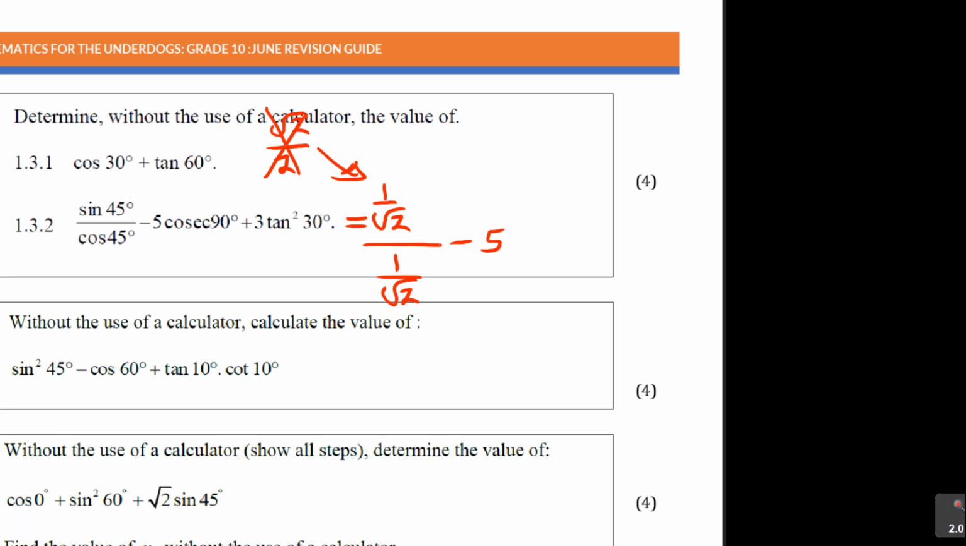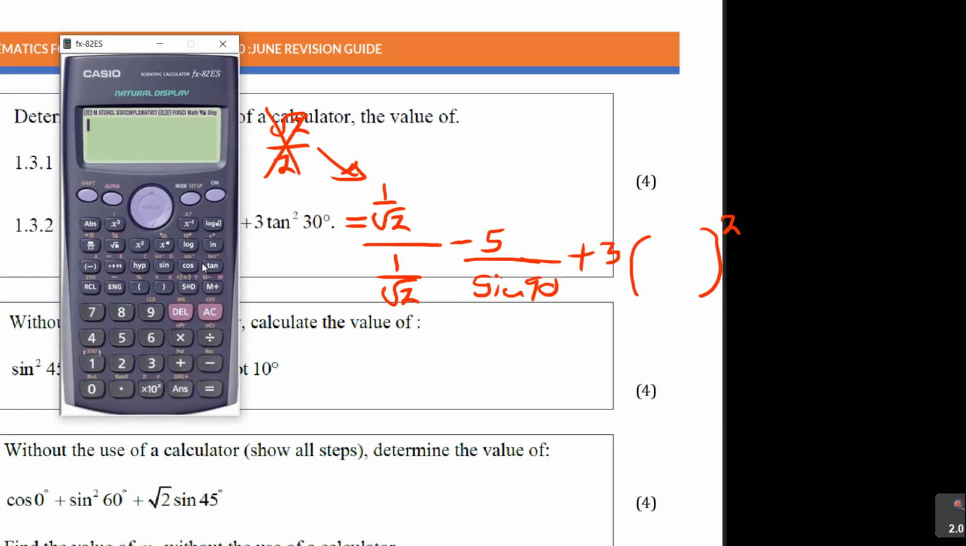Now 5 cosec 90, you must remind yourself what is cosec. It's 5 over sin 90. See that? Then plus 3, and then you put a bracket. Now tan squared 30. So that you do that to put square. That's what the square means. But you punch tan 30 on the calculator and find out what is tan 30. You see, root 3 over 3.